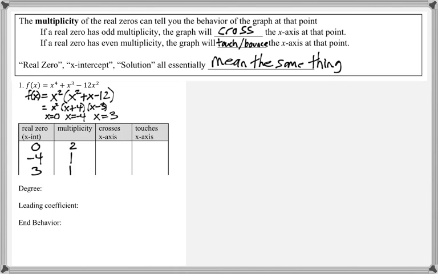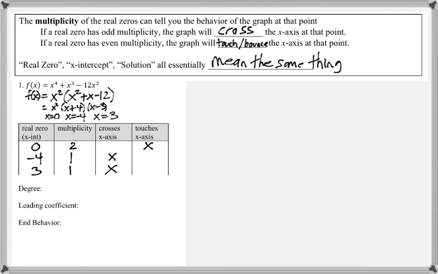So we actually know a lot about what's going to happen at the axis at these points. At 0, we know that it's going to touch the axis. At negative 4 and 3, we know it's actually going to cross it.